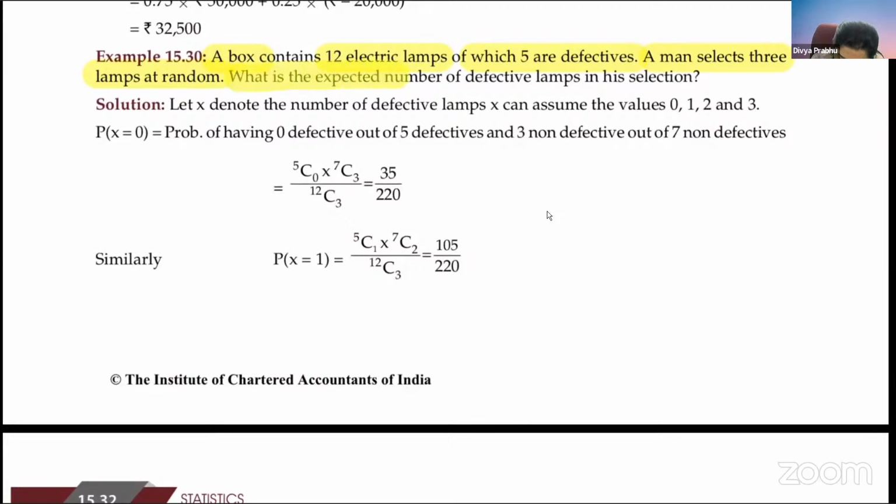Now, what is the expected number of defective lamps in this selection? First of all, I told you, when you see the term expected number, they're asking you expected value of X. That is the first thing. Then understand why you apply combinations here. Because he's selecting 3 lamps, which means more than one selection is involved. That's when it should strike you that you should apply the combination concept. Then expected number means E of X.